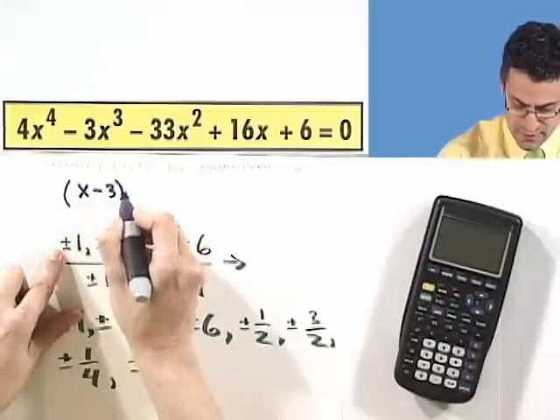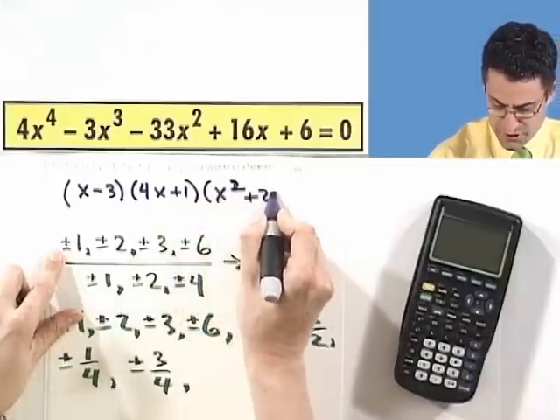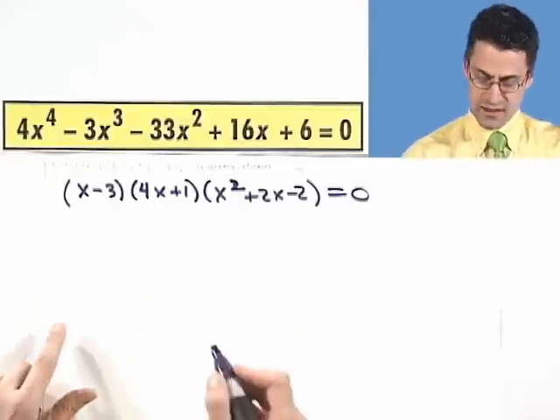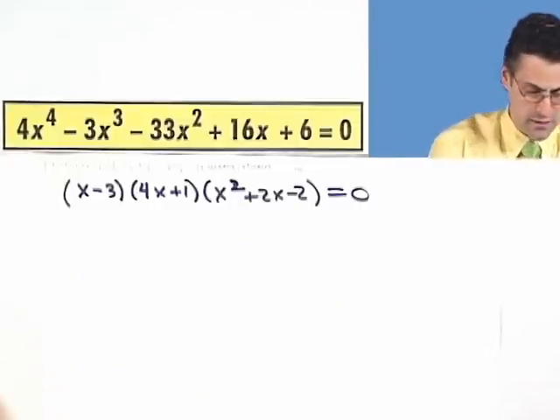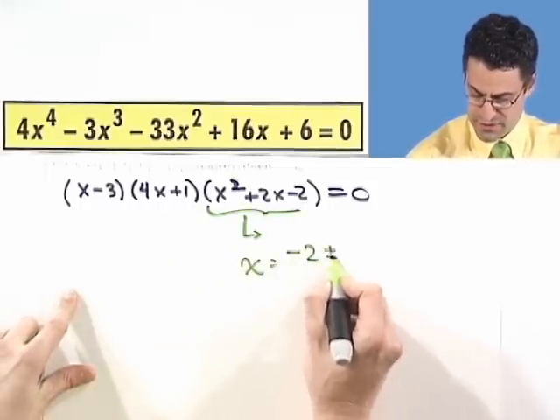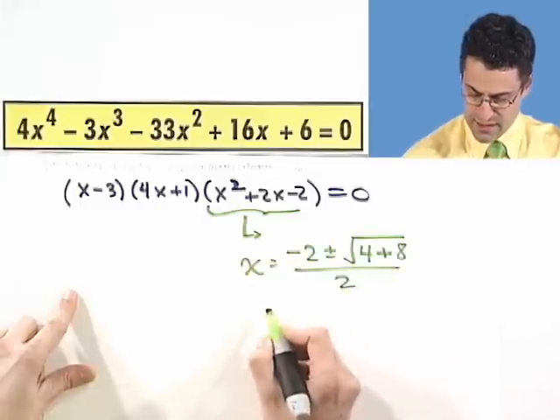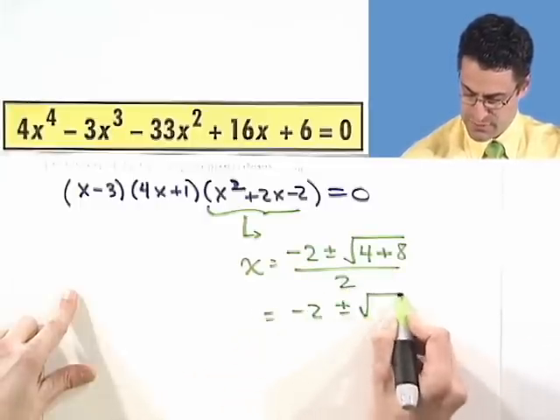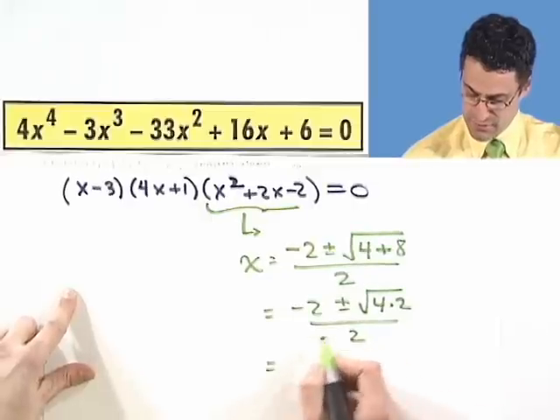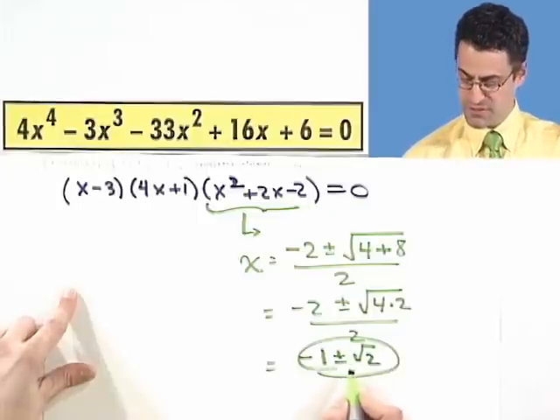x minus 3, 4x plus 1, and we're left with x squared plus 2x minus 2, all equals 0. Well, now we're almost home free. We just have to now solve this quadratic, which we use the quadratic formula. So for this piece right here, for the little green piece, what do we see? We see x equals negative b plus or minus the square root of b squared minus 4ac all over 2a, which equals negative 2 plus or minus the square root of, and this is going to be 12, which is 4 times 3, all over 2, which equals, when we simplify, negative 1 plus or minus the square root of 3.